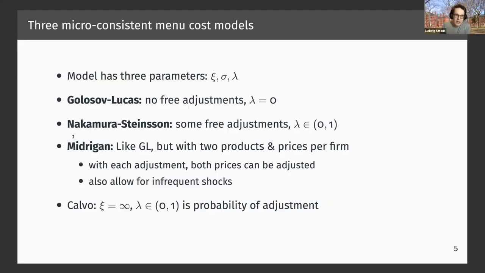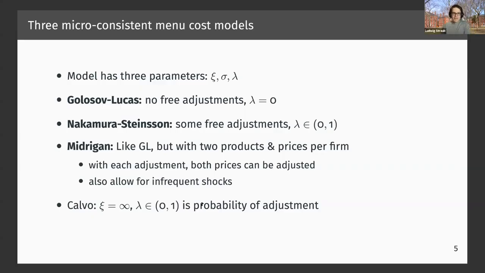And the Midrigan model would be a small extension of the model that I outlined, where basically we have an additional product that you can also adjust whenever you adjust the first one, and there are infrequent shocks in that model as well. The Calvo model is obviously also nested. It's a very specific special case where the menu cost part is sort of assumed away, where the menu cost itself is infinite, and so you can only adjust when you get hit by this free adjustment shock.